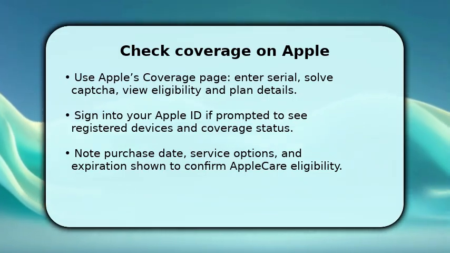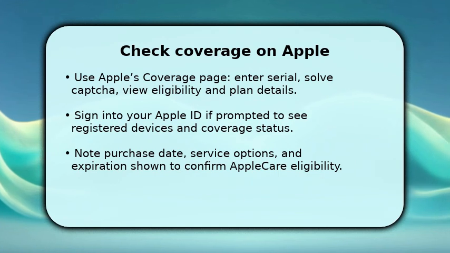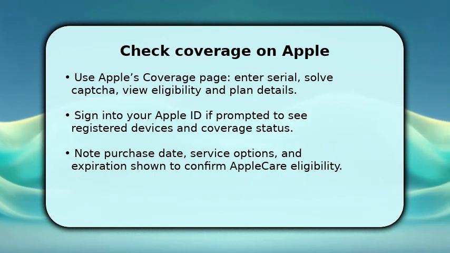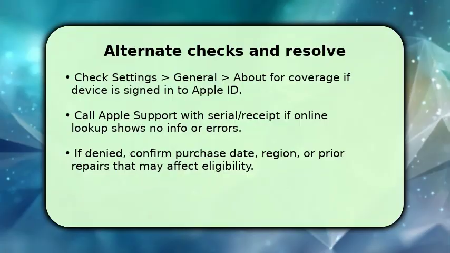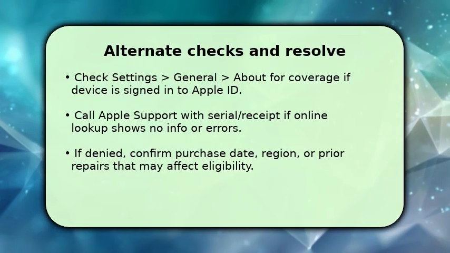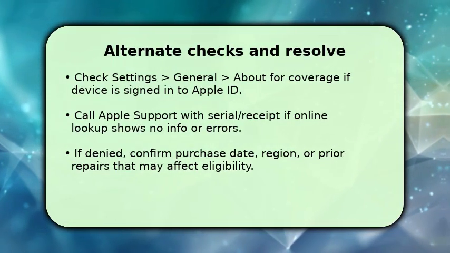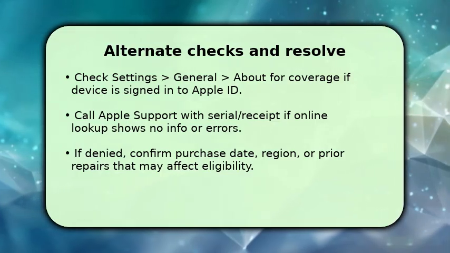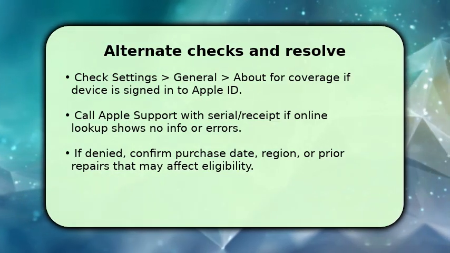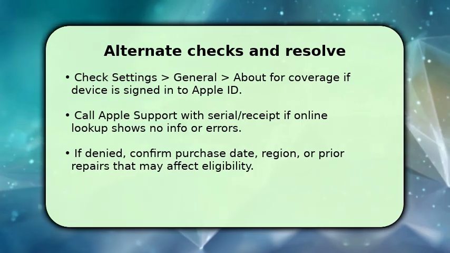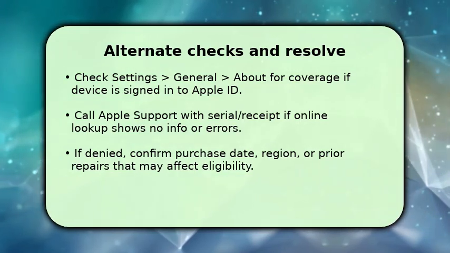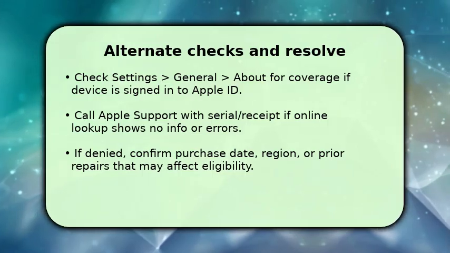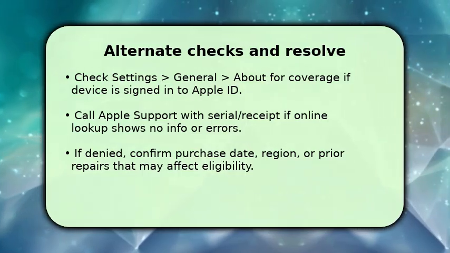Finish by using alternate paths if the web check fails. Open Settings and tap Coverage if available, or sign into the Apple Support app to view plans. If that still yields no result, call Apple Support and provide the serial and proof of purchase. This is where a receipt clarifies disputed dates. Troubleshooting tip: if coverage is missing, make sure your purchase date, device region, or prior repairs aren't disqualifying factors.